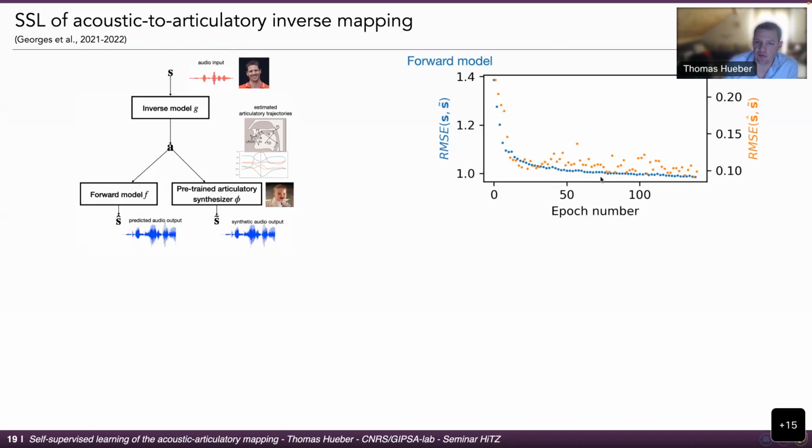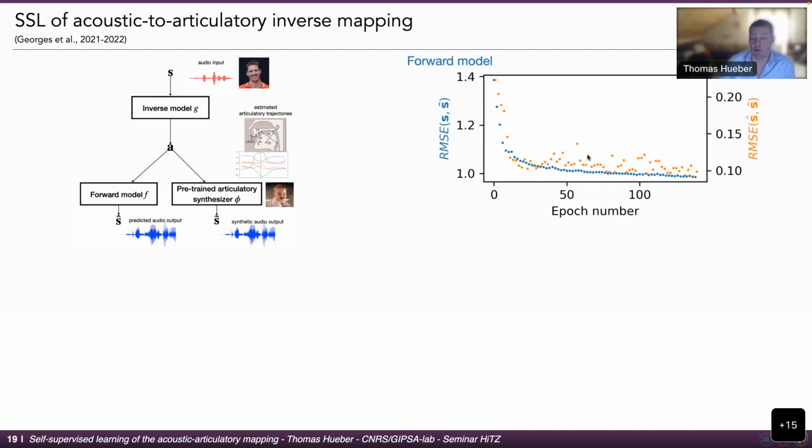So this is the evolution of these two loss functions when we train the model. This is the number of epochs here. You will see that in blue, you have the loss function associated to the forward model, which is good. We have some kind of smooth evolution. It means that very quickly the forward model is able to approximate the articulatory synthesizer. It's not really the case for the inverse model. You see that from time to time it's much more noisy. The learning curve of the inverse model is much more noisy.